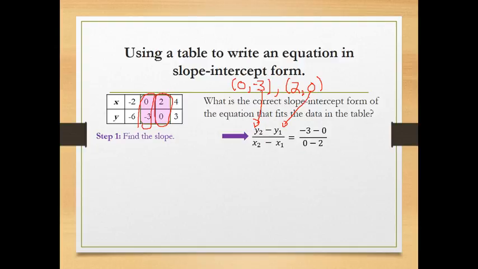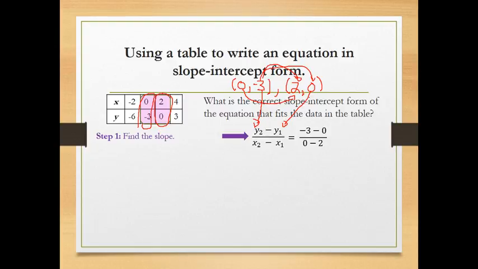So in this case, I went -3, so I'm going -3 minus 2 in this direction. So then on the bottom, I also have to be consistent. All right, -3 minus 0, sorry, y to y. And then we're going to go x to x, so 0 minus 2 on the bottom.